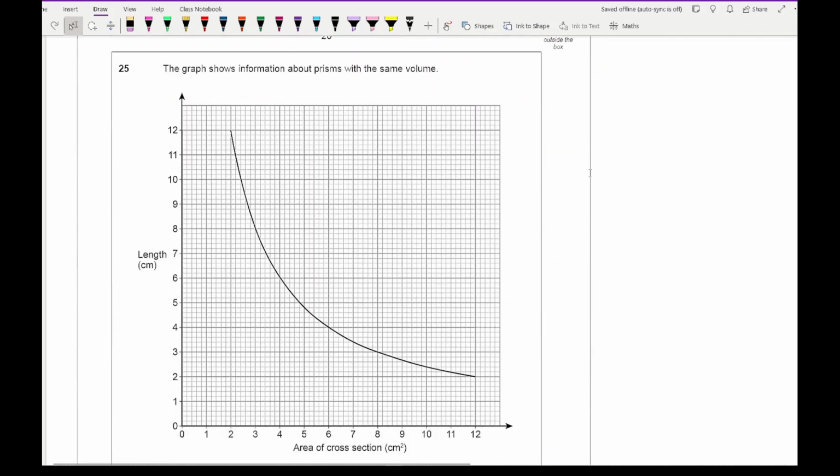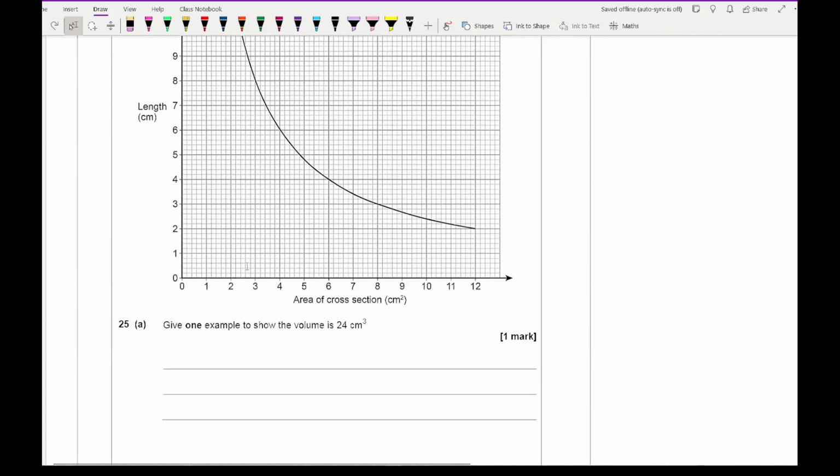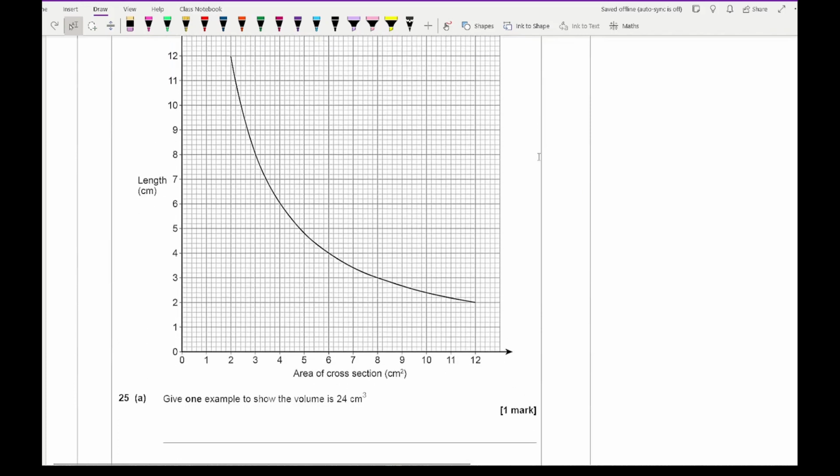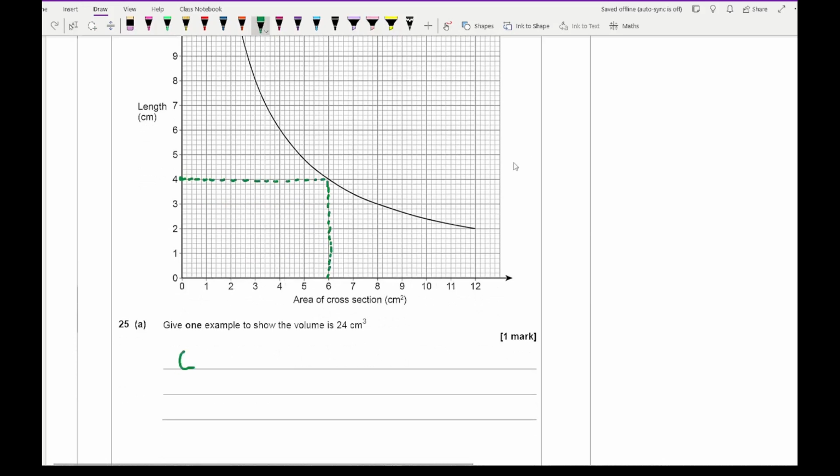And there we go. The graph shows information about prisms with the same volume, and the question is saying give one example to show that the volume is 24 centimeters cubed. So what you've got to do is pick any two numbers on the graph, draw a horizontal line and a vertical line till it hits the curve, and then go in the opposite direction. So here I've got 6 times 4 equals 24 for the single mark.